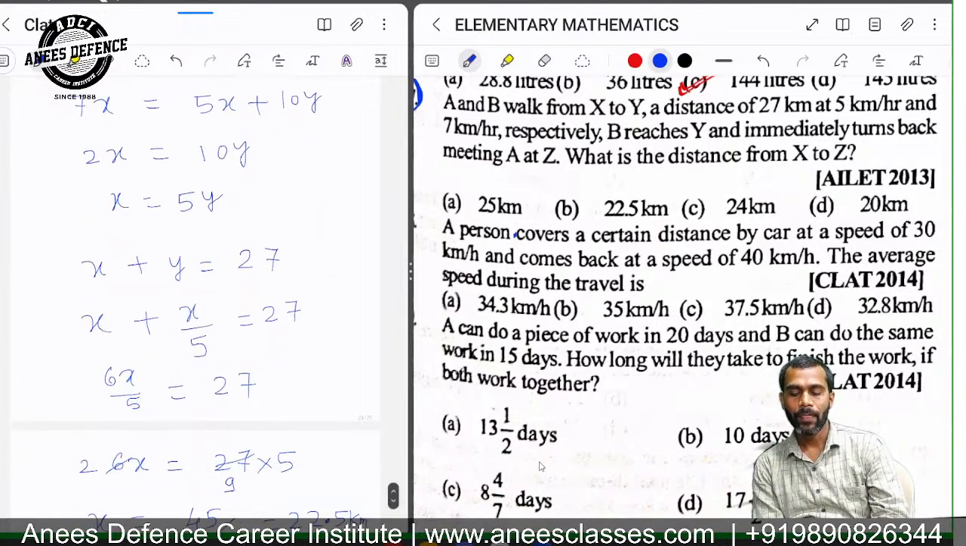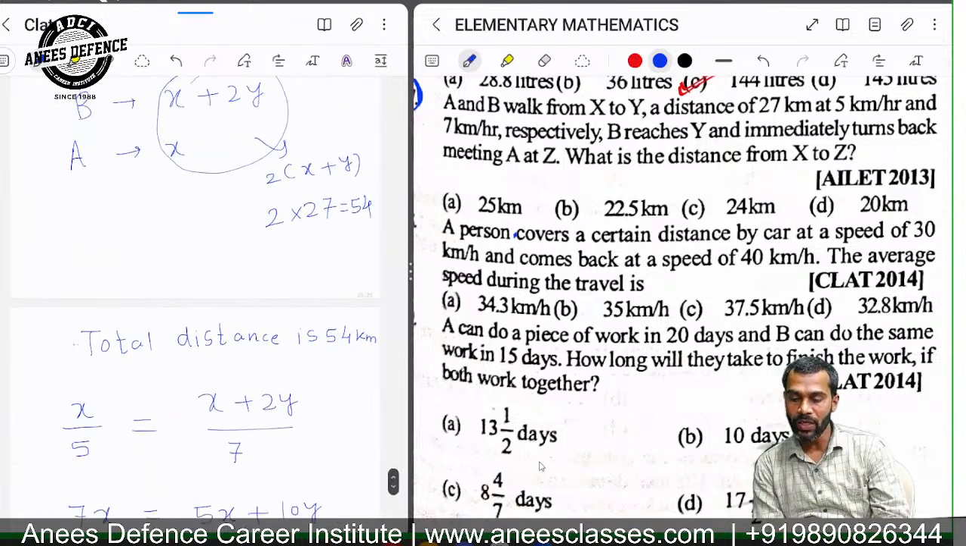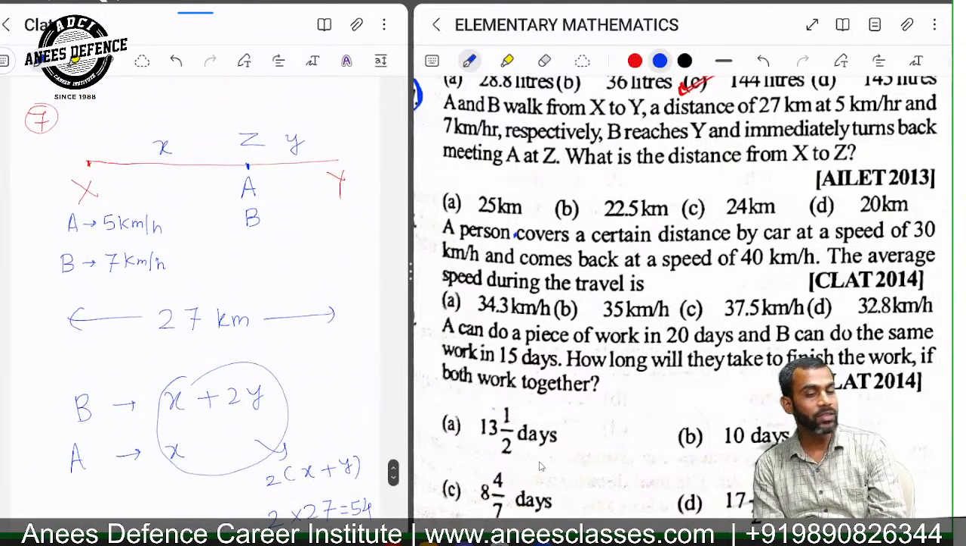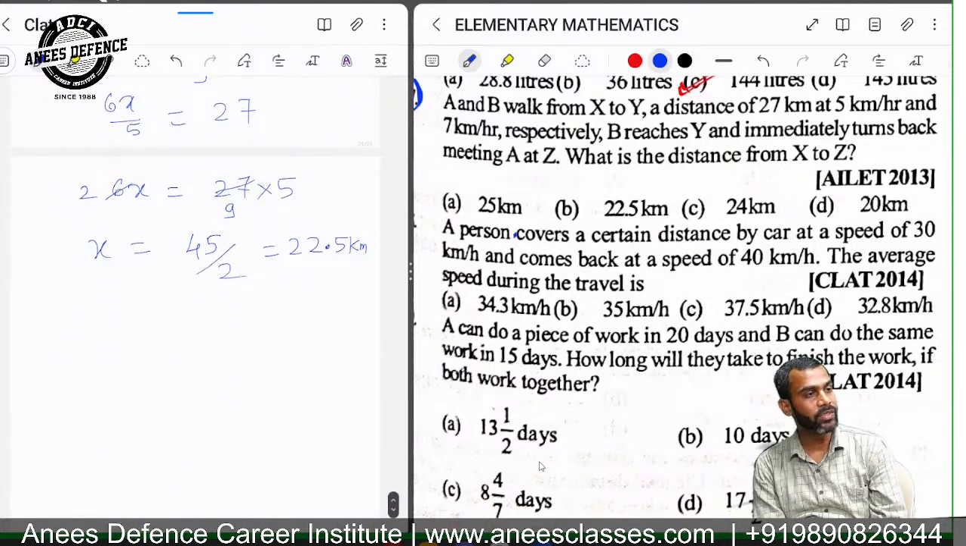Answer would be 22.5. They could have asked one more thing in this question. Tell me, what is the distance between Y and Z? It would have been the value of y, which is 27 minus 22.5. That is 4.5 kilometers. Yes or no? 27 minus 22.5, that is 4.5.